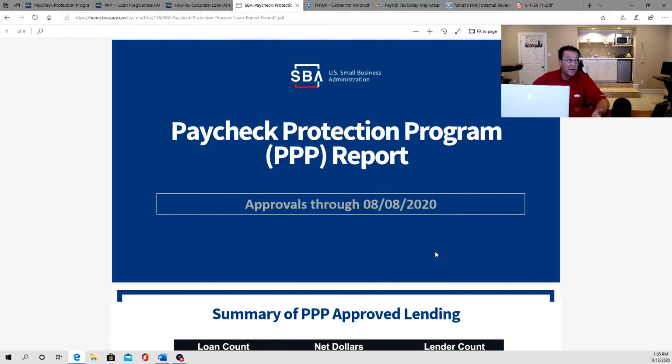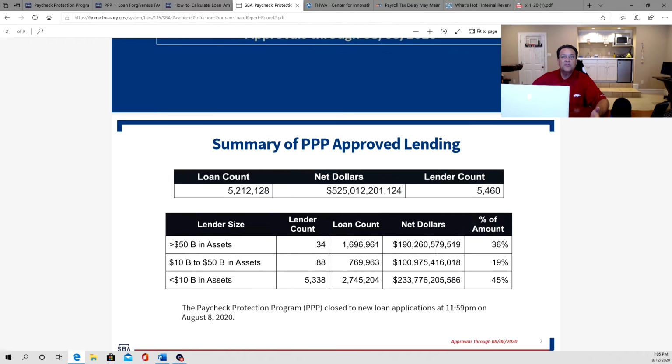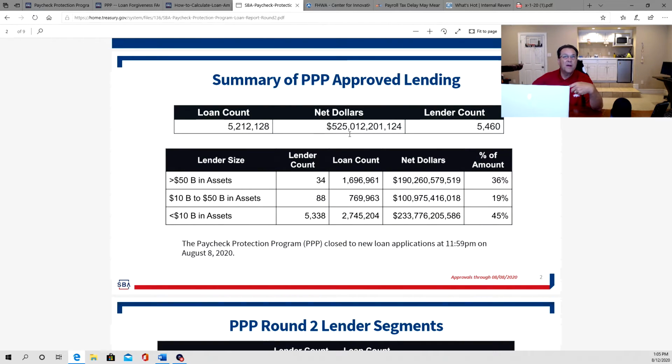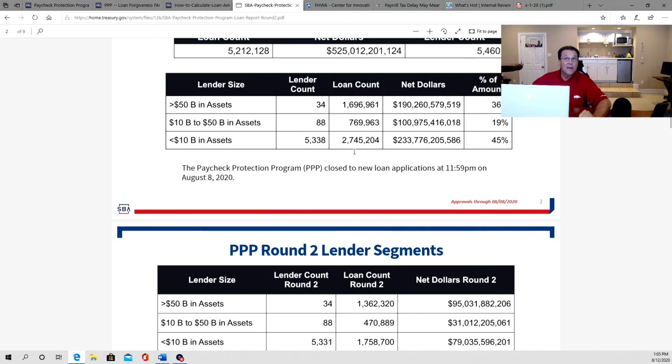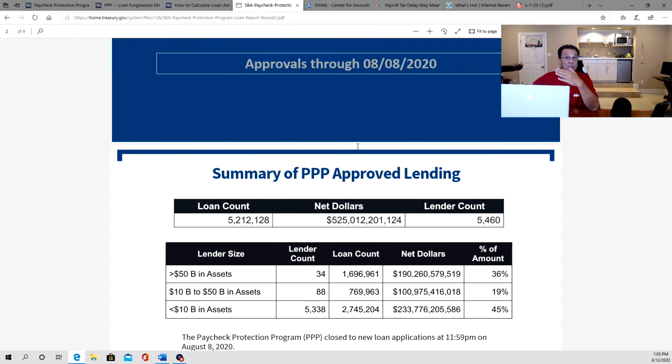So through last Saturday, we started out with around 510 billion, and now it only went up by almost 15 billion, with the round 2 up until August 8th.